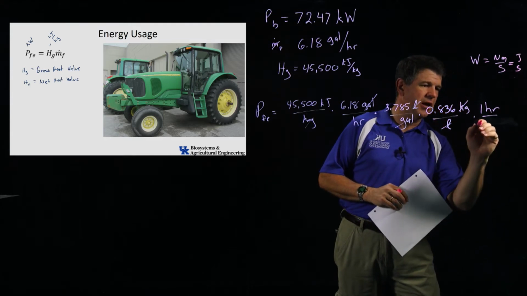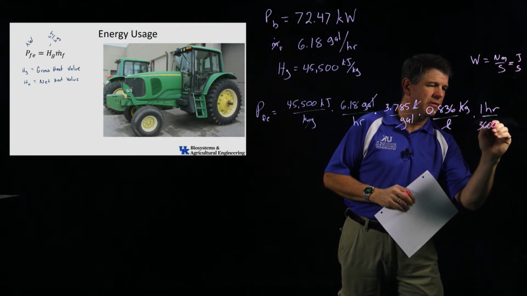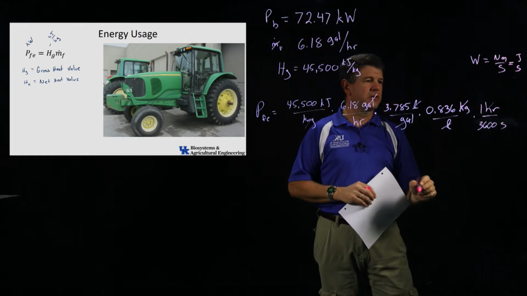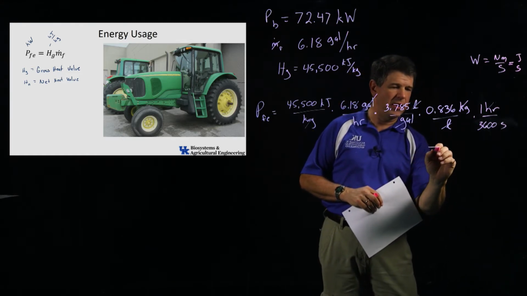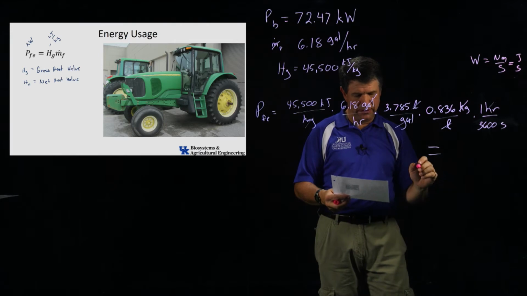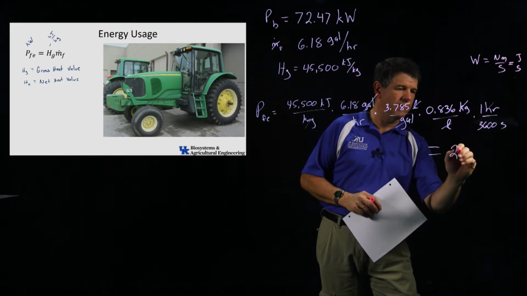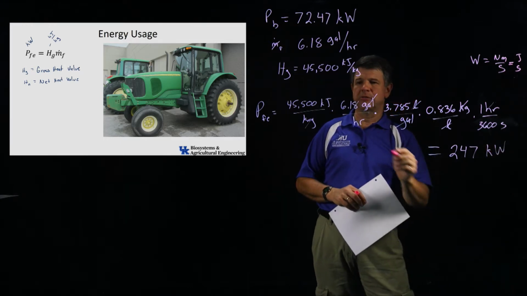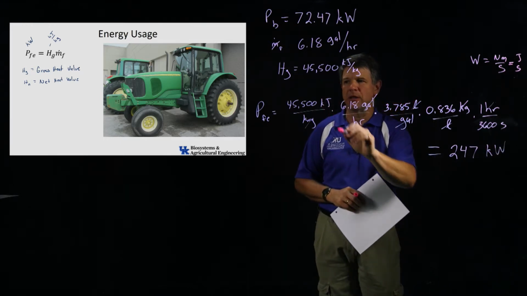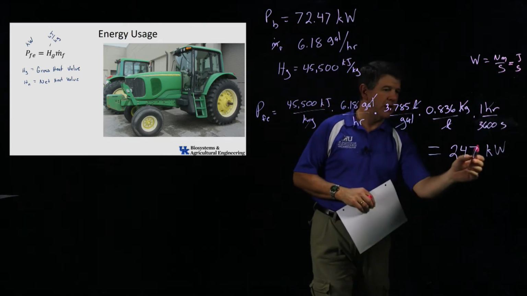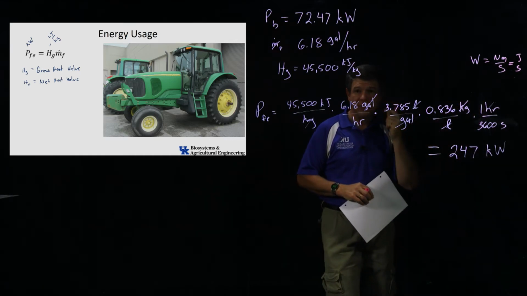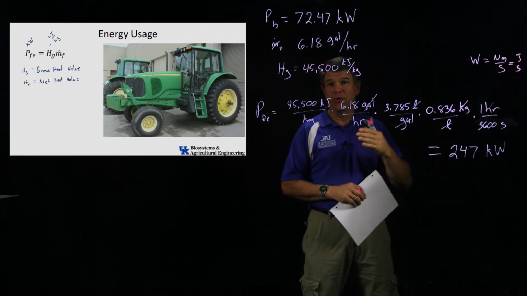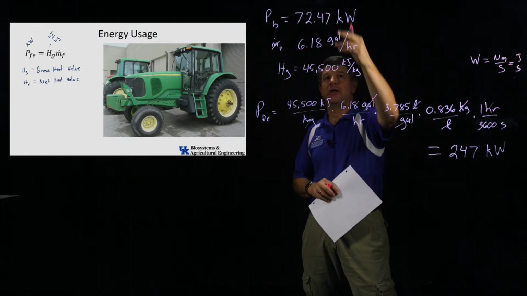3,600 seconds in an hour. The hours cancel off. I'm left with kilojoules per second. And if I calculate that, that tells me that is 247 kilowatts. I left the K in there so that I end up with kilowatts instead of watts. So that is how much power is in the fuel that's going into that tractor when it's producing.